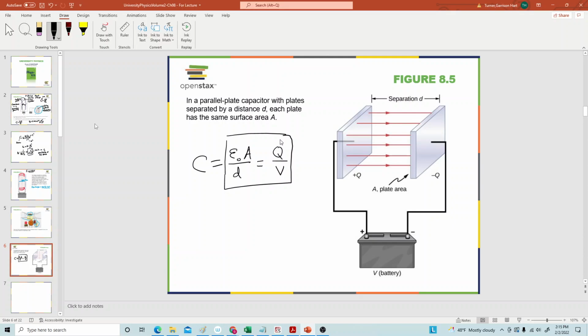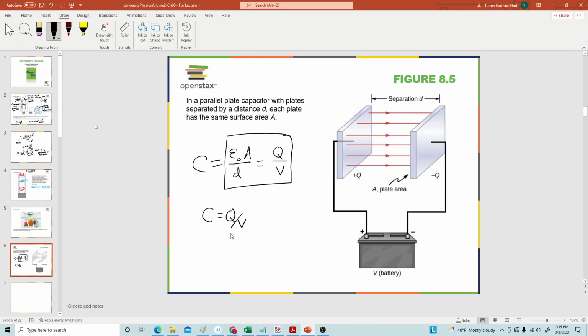For example, if you're given the voltage and the charge and the area, you can solve for the distance between the plates. If you're given the voltage and the charge and the distance, you can solve for the area, and so on, right? You can be given the voltage, the area, and the distance, and you can solve for the charge and whatnot.